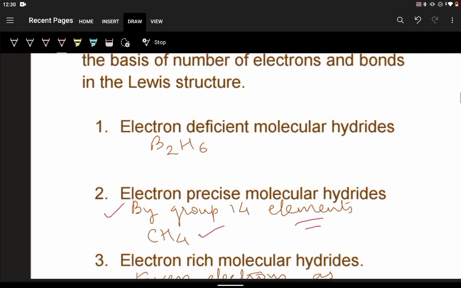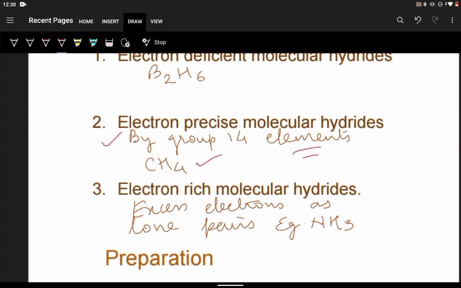Next comes electron rich molecular hydrides, that is, excess electrons are there which are present as lone pairs. The examples are ammonia and water. In ammonia we know there will be a lone pair on the nitrogen atom. Now, due to the presence of highly electronegative atoms, they may possess hydrogen bonding also.